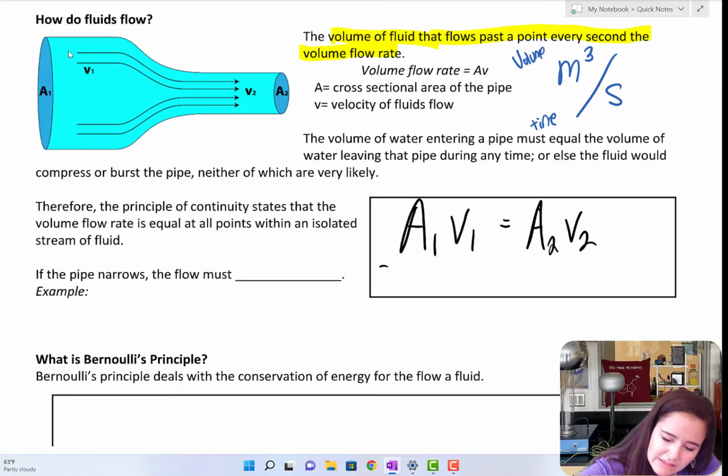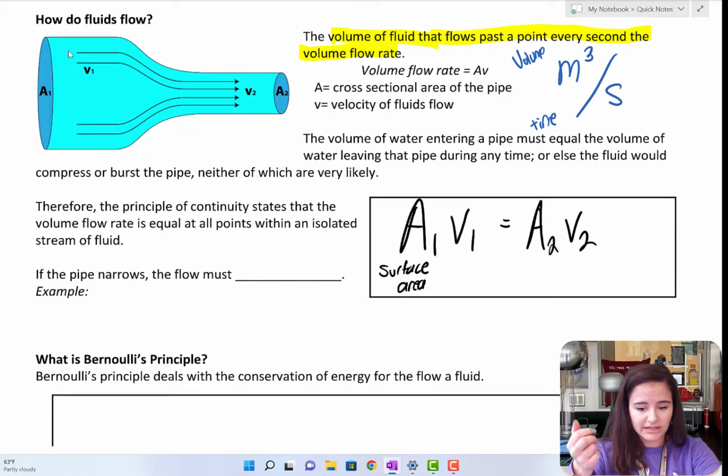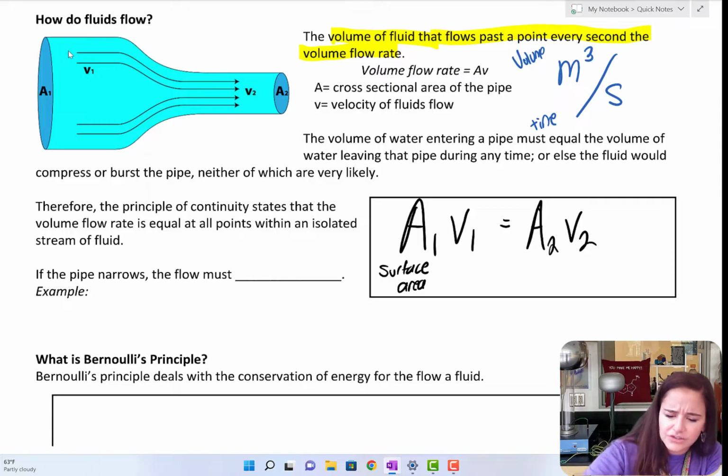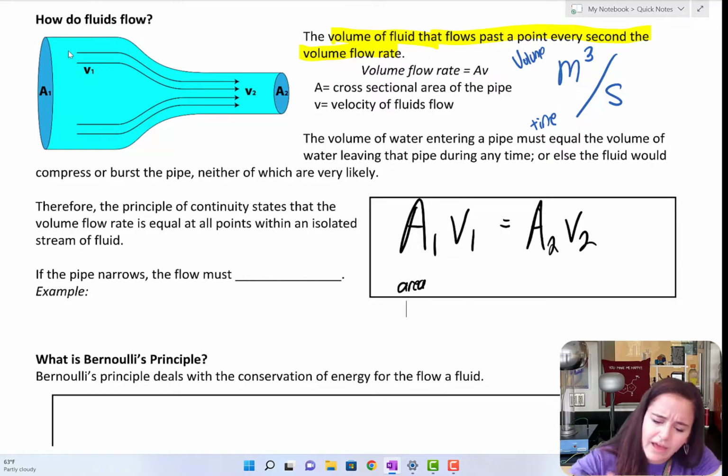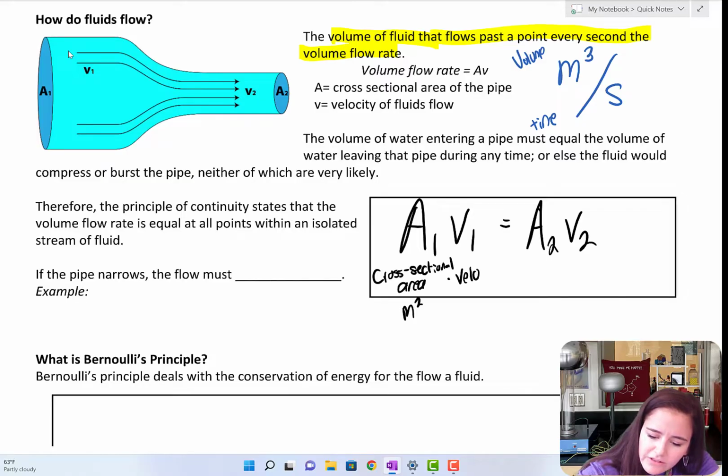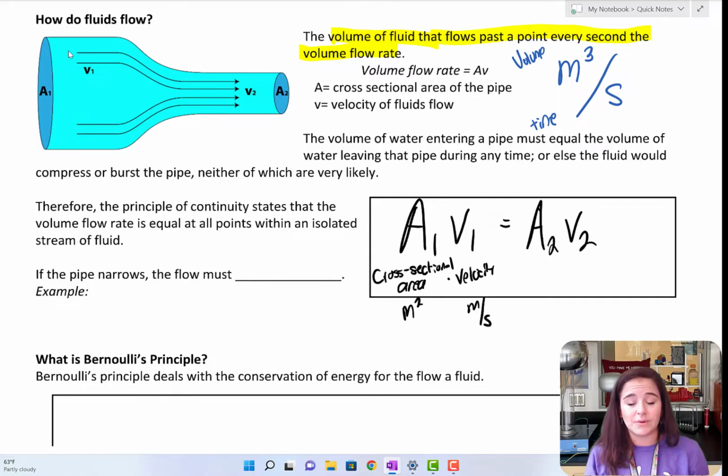Where A is the surface area of that cross-sectional area. Let's actually do cross-sectional area. That's a better word for that. Normally in units of meters squared, and then V is, of course, the velocity of the water, normally in meters per second, so that's where we get the volume from it.